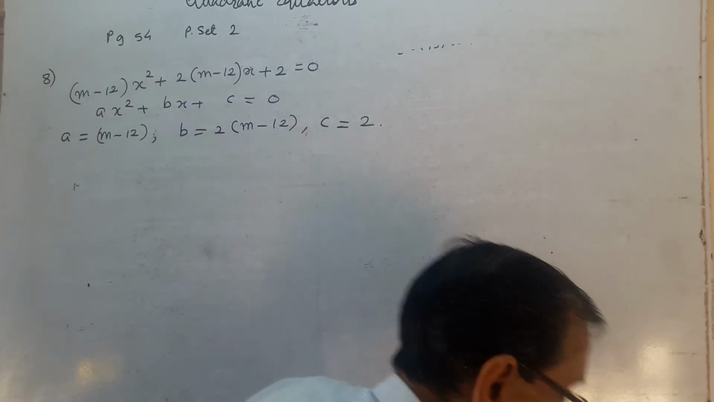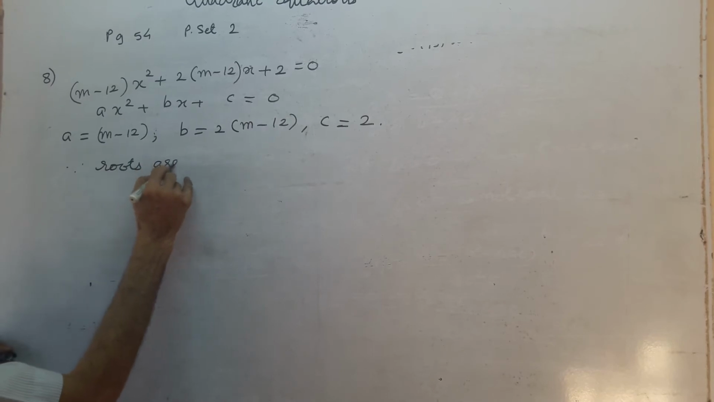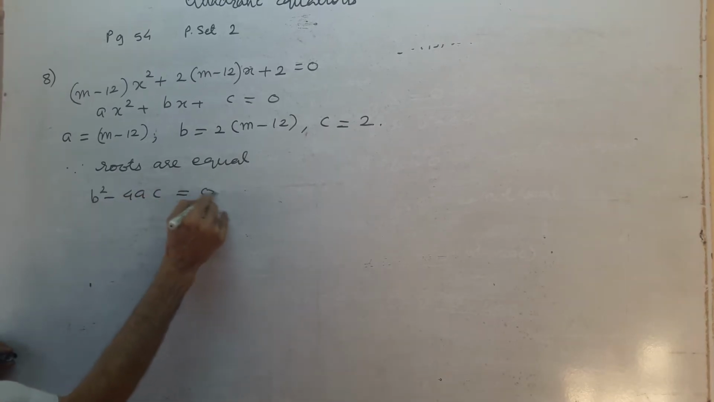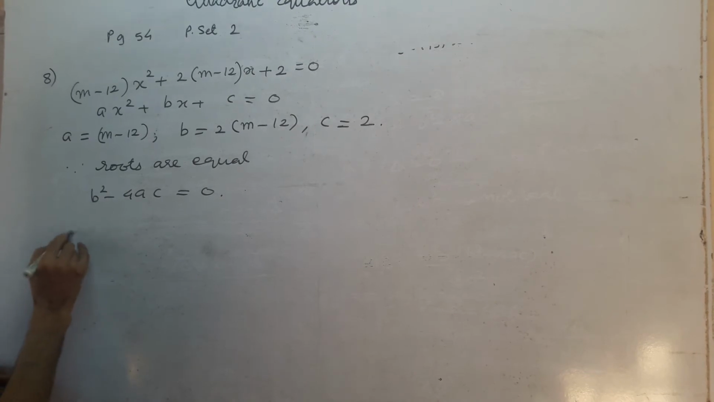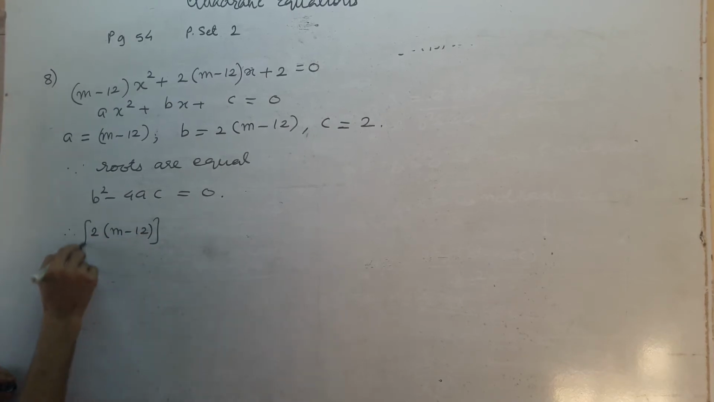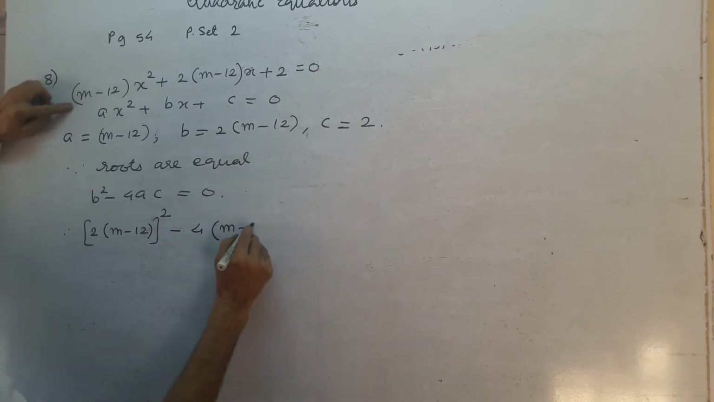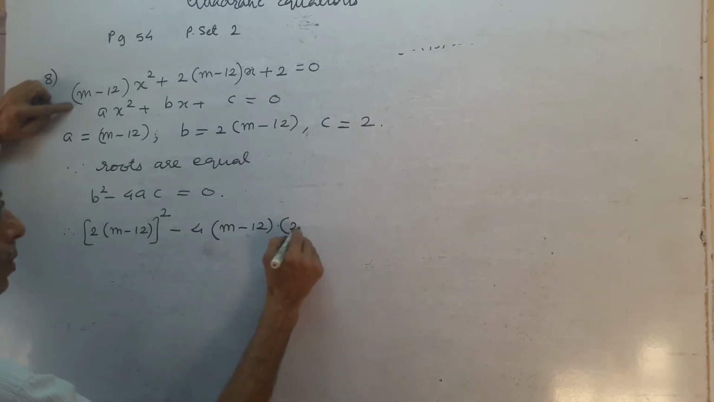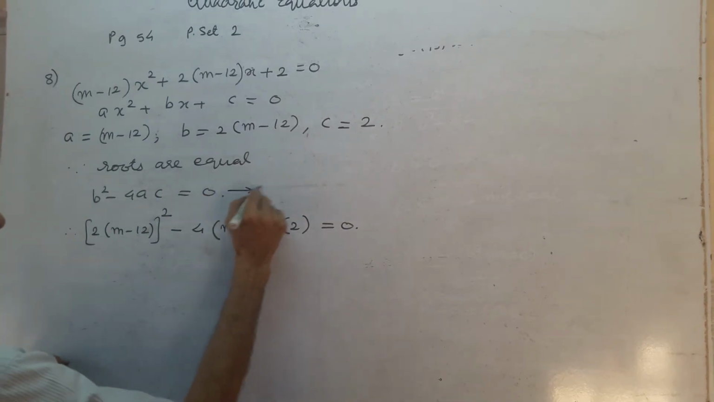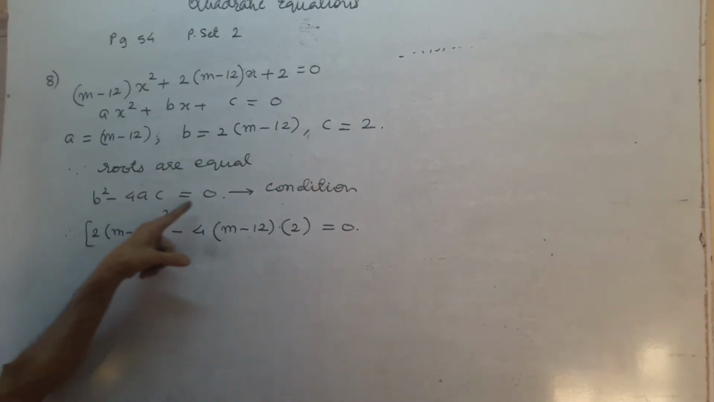Achha, it is given that roots are equal. So since roots are equal, we know that b square minus 4ac is equal to 0. Now b is 2 (m minus 12), and this entire thing is squared, so b square minus 4 into a, but a is m minus 12, into c, but c is 2, equal to 0. So this is by the given condition. Take note. The condition given is that the roots are equal, and therefore b square minus 4ac is equal to 0.